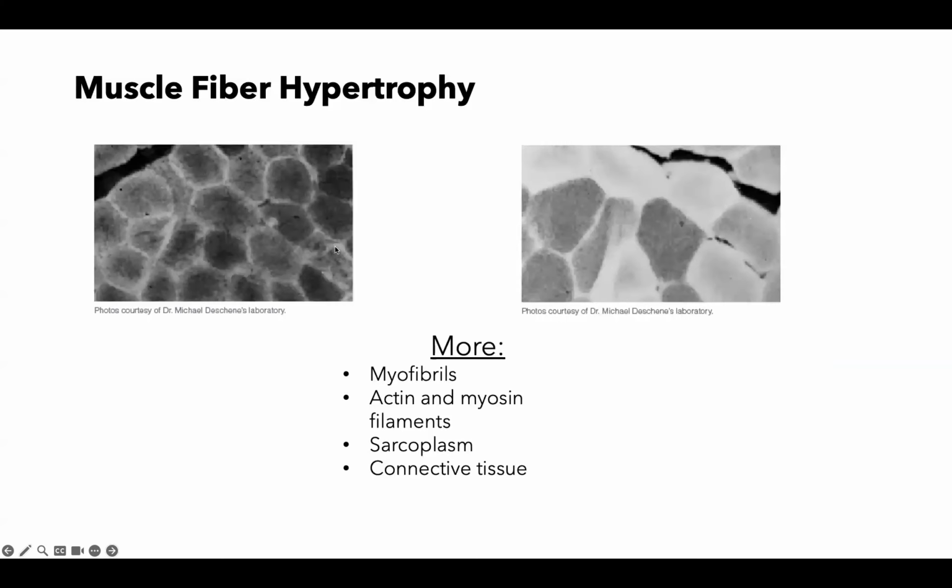Going back to hypertrophy and changes in muscle physiology, some of the changes that we see are in our myofibrils, our actin and myosin filaments, our sarcoplasm, and connective tissue as well. And these changes will occur along with the changes in our myogenic pathways and our hormones to allow for muscle hypertrophy.